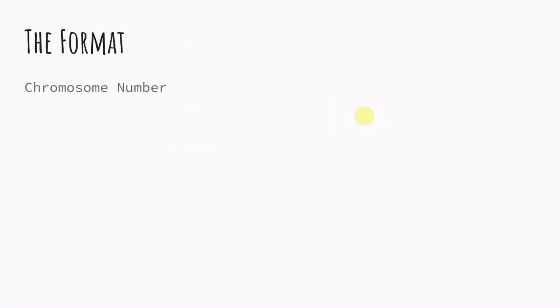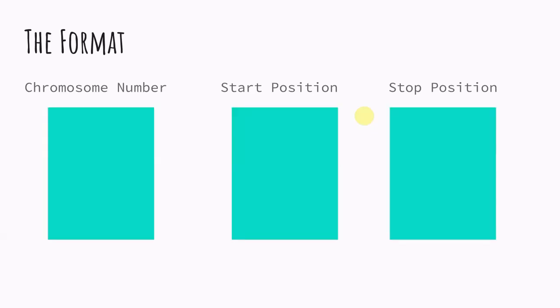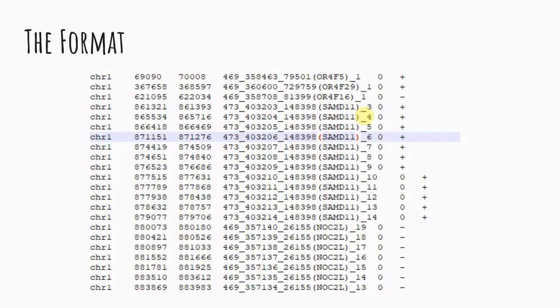So the format of a bed file, we have the chromosome number, we have the start position, and we have the stop position. There can be additional columns, but these are the three that always have to be there. So three columns. So here's just an example of a bed file that I had on my computer.